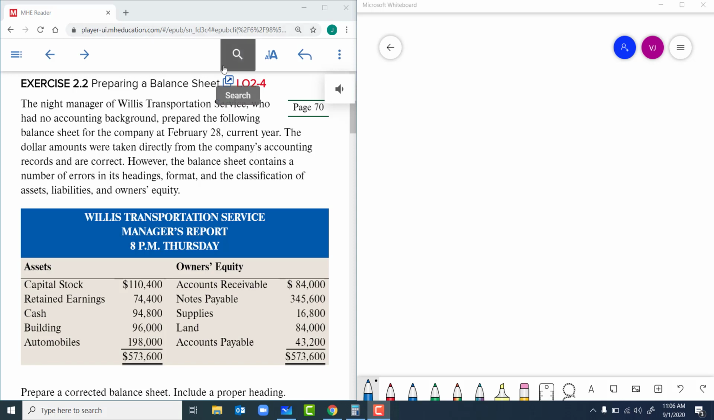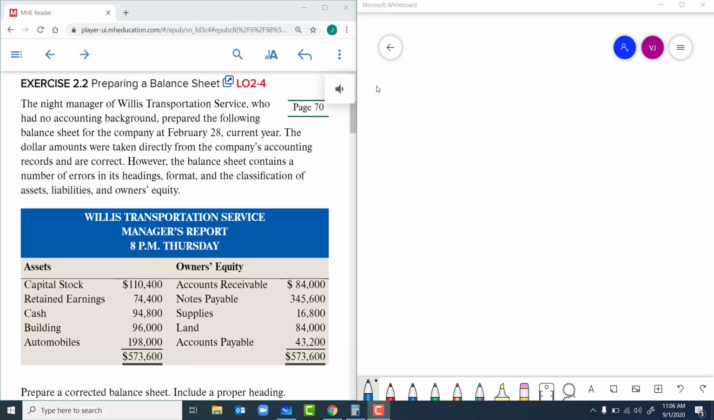It says the night manager of Willis Transportation Service, who had no accounting background, prepared the following balance sheet for the company at February 28th of the current year. The dollar amounts were taken directly from the company's accounting records and are correct. However, the balance sheet contains a number of errors in its headings, format, and the classification of assets, liabilities, and owner's equity. So we see there's only 2 categories here, assets and owner's equity. They completely missed the liability section. There's a couple things wrong. It's not even titled correctly or anything like that.